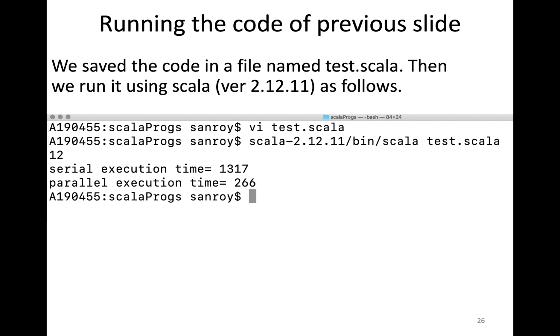And I ran it on my system using Scala 2.12, and these are the times I get. The serial execution takes this much, that means 1317 milliseconds, whereas parallel computation takes only 266 milliseconds. So we are saving at least by a factor of 5, correct?